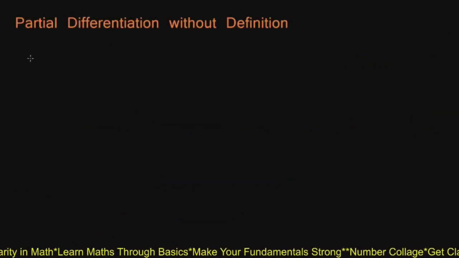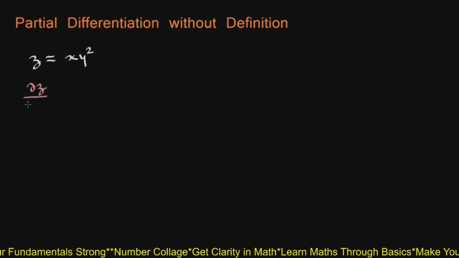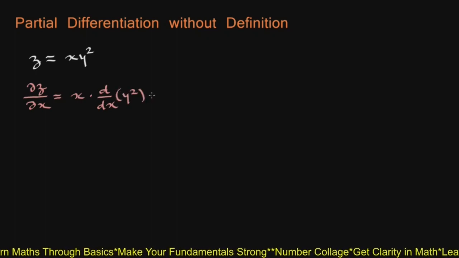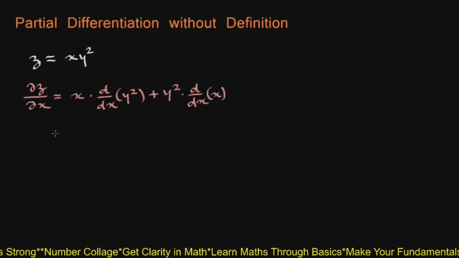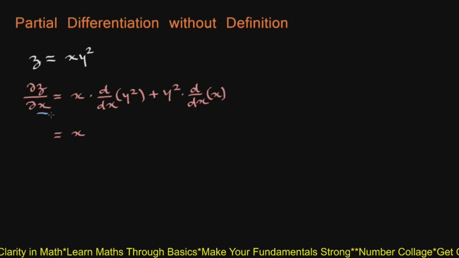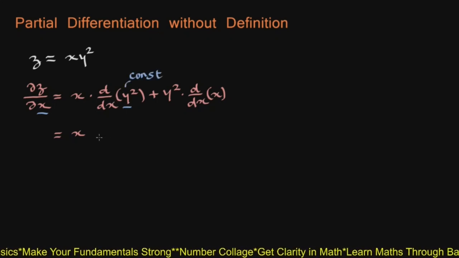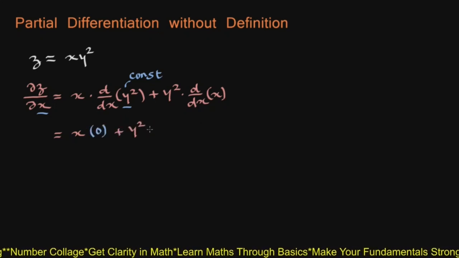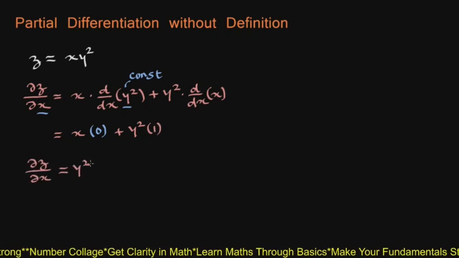Let us find partial derivative of z equals xy². Partial z by partial x will be, by product rule, x into d/dx of y² plus y² into d/dx of x. Since this is partial derivative with respect to x, we have to treat this y² as constant, and derivative of constant is 0, plus y² into derivative of x with respect to x, 1. So ∂z/∂x will be y².